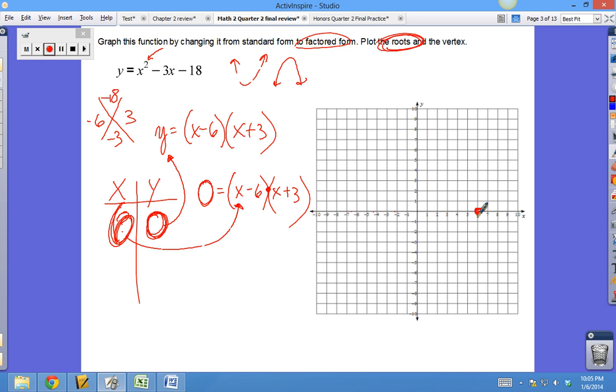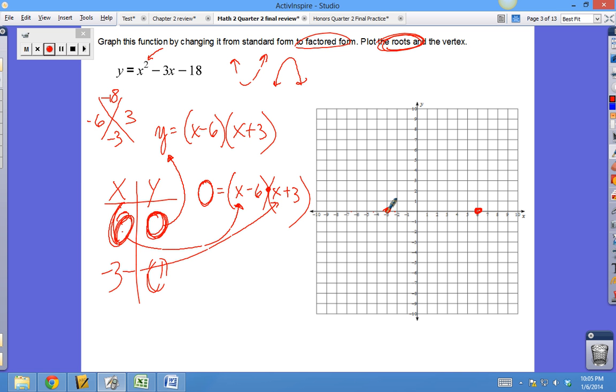Okay, your other dot is going to be this group right here. What are you going to put in place of X and then add 3 to get 0? And it is a negative 3. So negative 3 will also give you 0. So now I'm going to go left 3 and put a dot. Okay, there are your zeros.